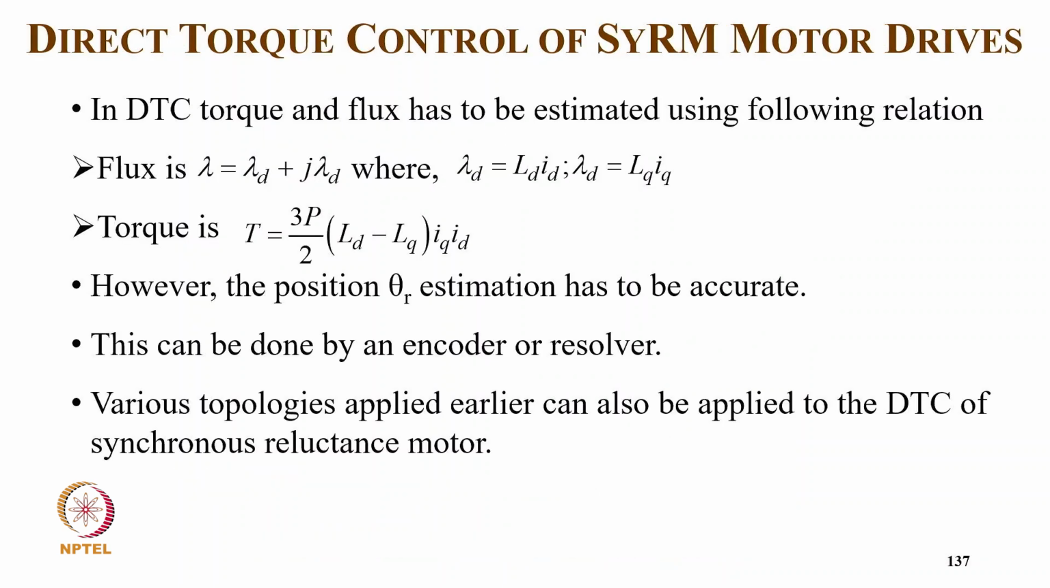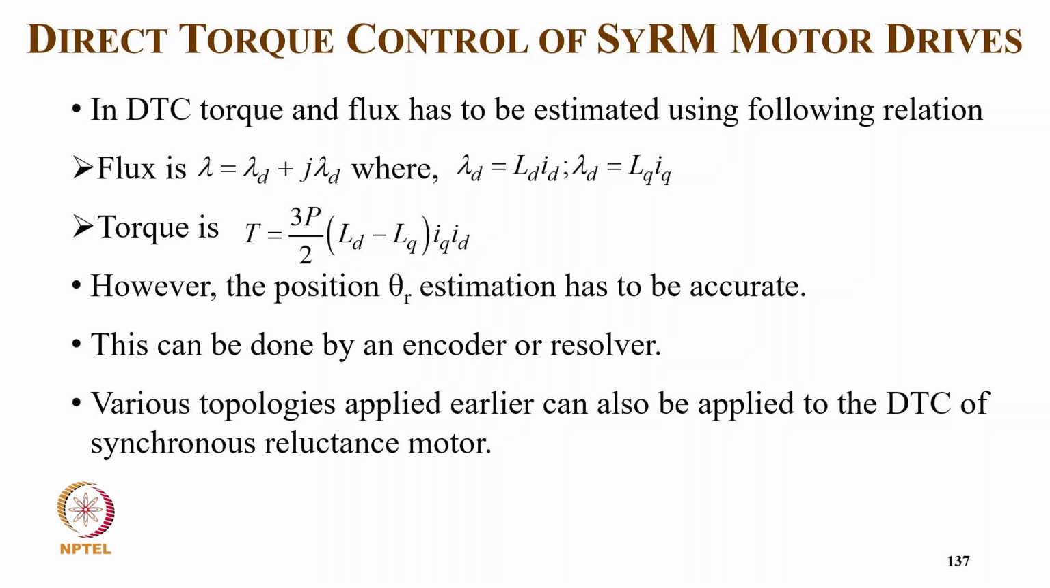So another is the direct torque control of the synchronous motor drive. In DTC, torque and flux have to be estimated using the following relations. Flux is lambda equal to lambda D plus J lambda Q, where lambda D equal to LD ID and lambda Q is LQ IQ. Torque is T equal to 3P by 2 into lambda D minus lambda Q into ID IQ.